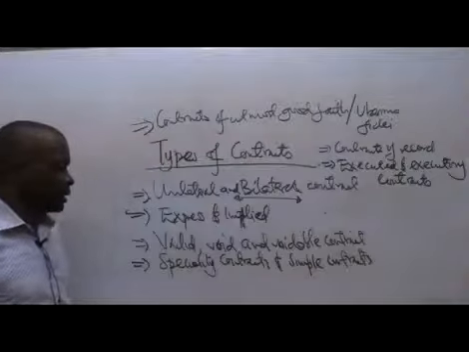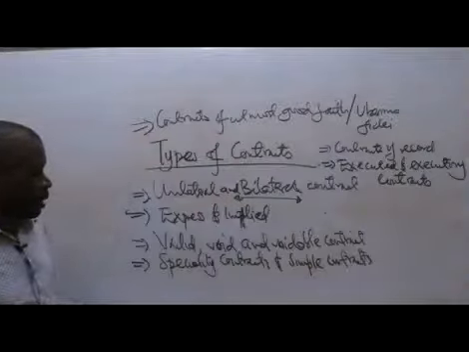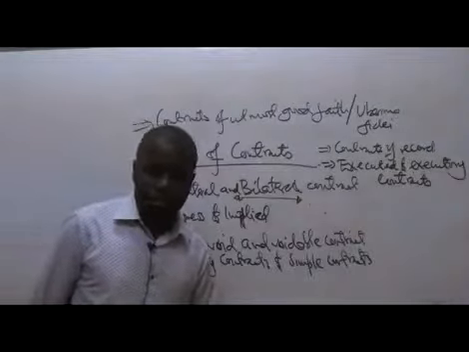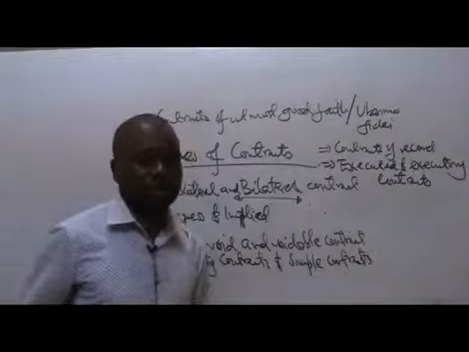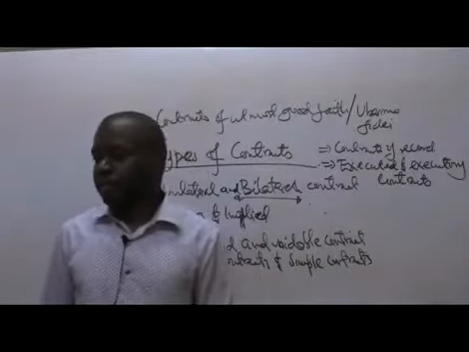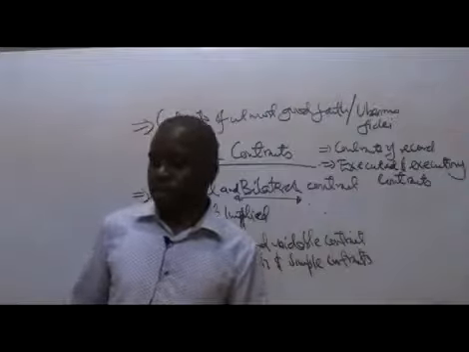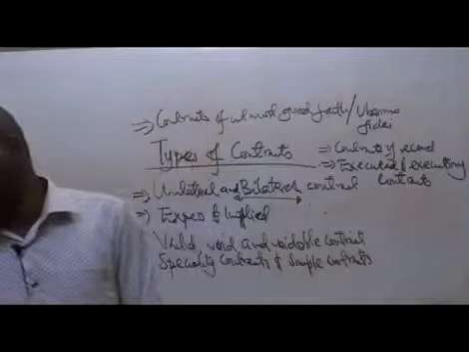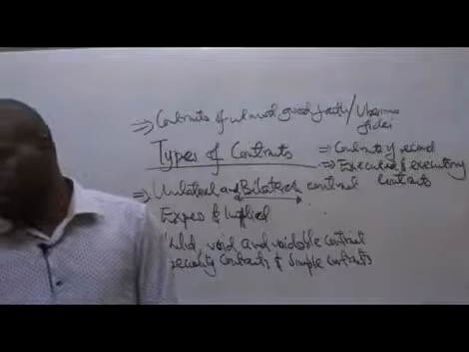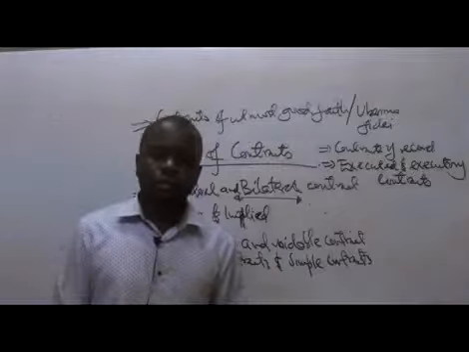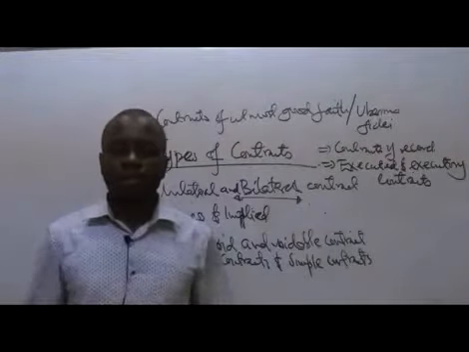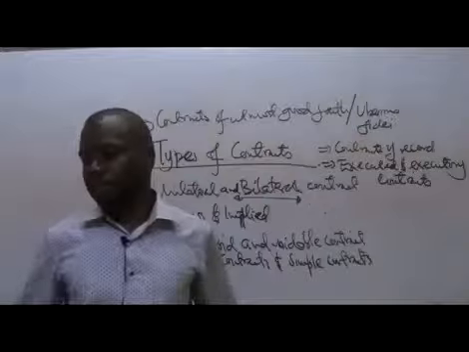Then we have specialty contracts and simple contracts. When we talk about specialty contracts, these are contracts that must have, for example, a common seal, or must be stamped or sealed before they can be recognized as being contracts or agreements. So if it is a certificate of incorporation of a company, of course it must have what we call a common seal from the register of companies. So it can be termed as being a specialty contract.